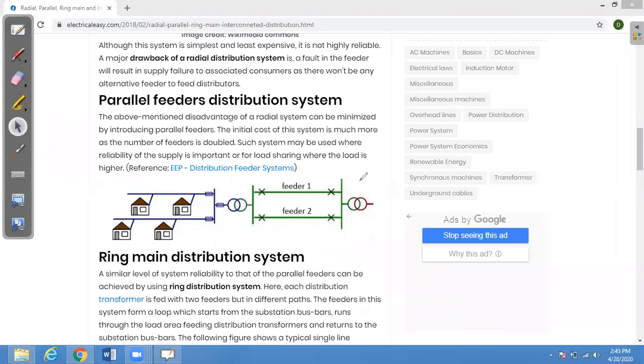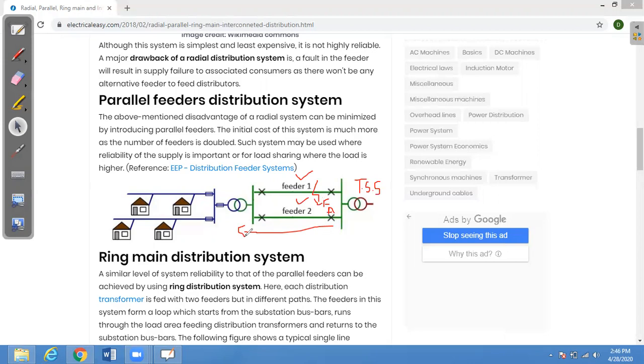Now you see this is basically the transmission substation. And from the transmission substation, you can see you have two parallel feeders. This is feeder 1 and this is feeder 2. And this load is then connected to both of these feeders. So for example, if I have a fault on feeder 1, let me mark this as FA. If we have a fault on feeder 1, then we can give the supply to this load through feeder 2.